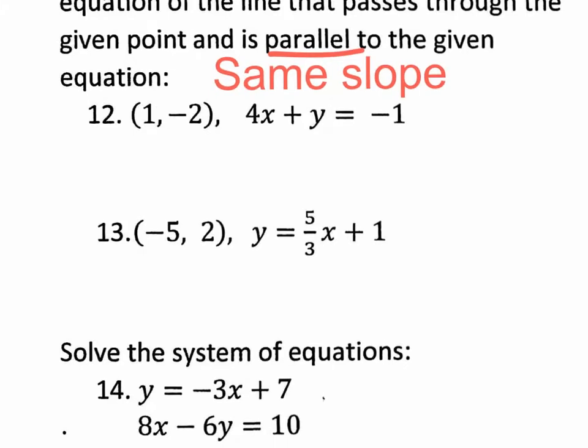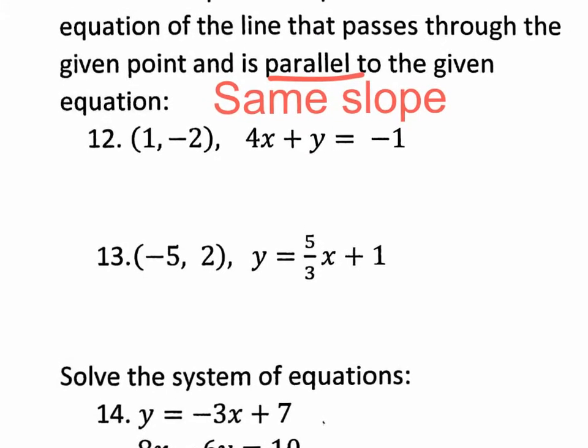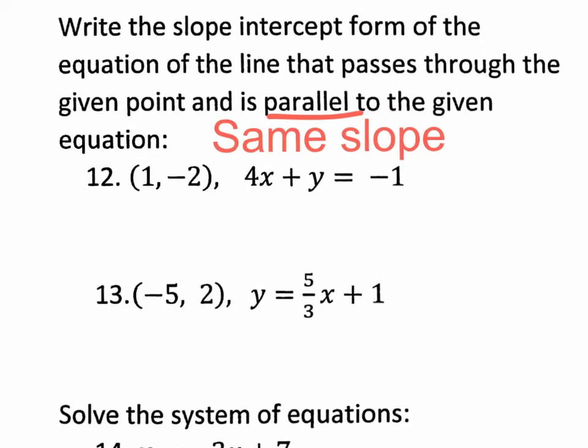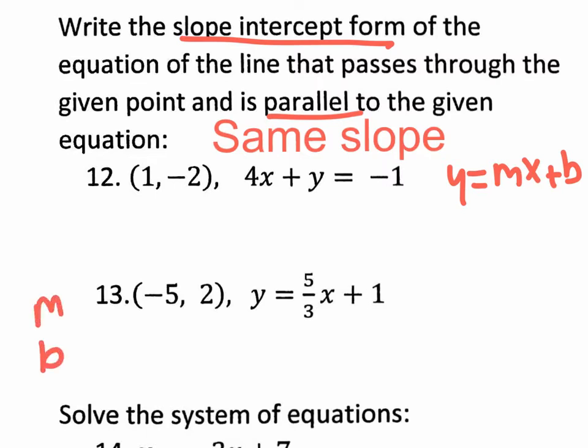So parallel means same slope, right? They give you an equation, this equation right here, and your equation is going to have the same slope as this guy. They do want you to write it in slope-intercept form. So slope-intercept form is y equals mx plus b. Now, in order to write it in slope-intercept form, you need to know your m value and your b value, okay?